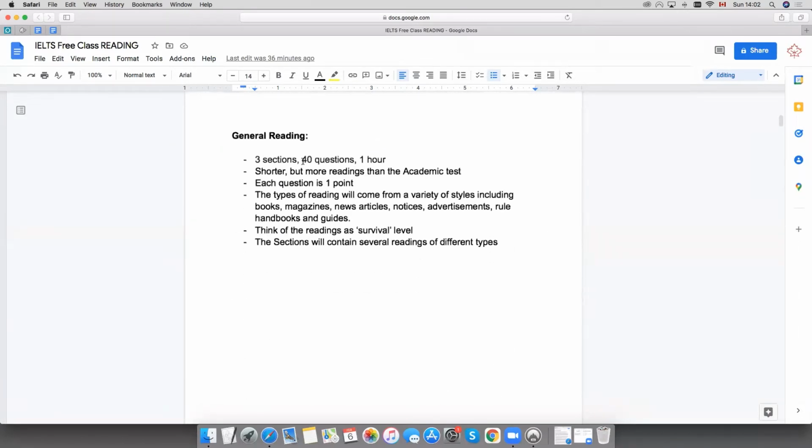We have 3 sections with 40 questions, and you have 1 hour to complete the readings and the questions. The readings are shorter, but there is more of a variety than what you can expect on the academic test. Each question is 1 point. You get a point if you answer correctly, but you don't lose a point if you answer incorrectly.